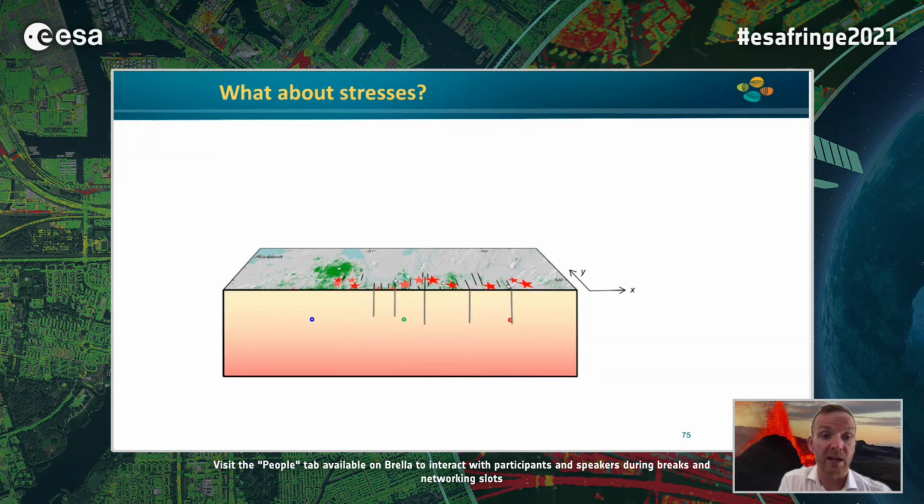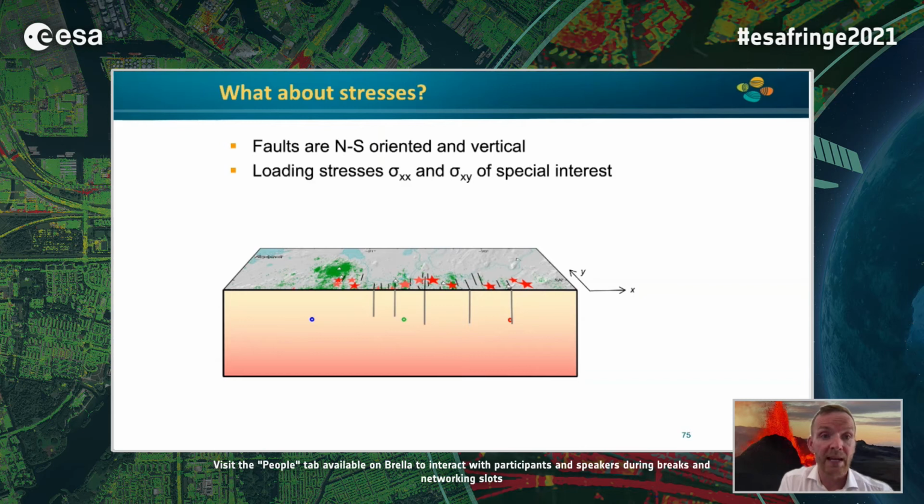The faults are vertical, north-south faults. And we are interested in the loading stresses, the east-west loading stresses and the shear stresses acting on this fault. Are they significant enough to possibly promote or demote earthquakes?